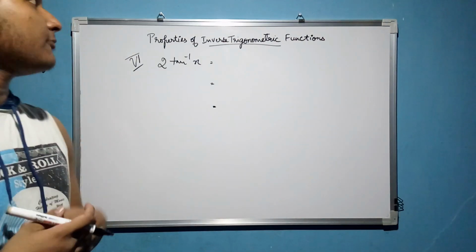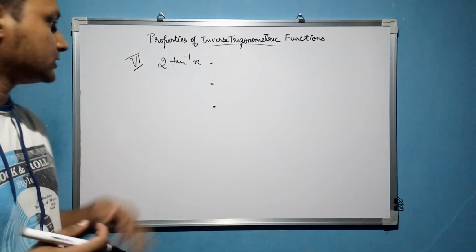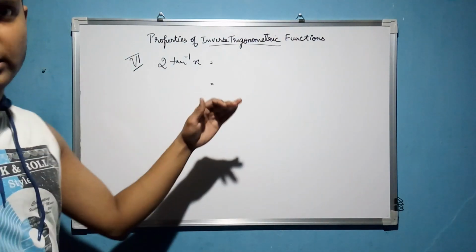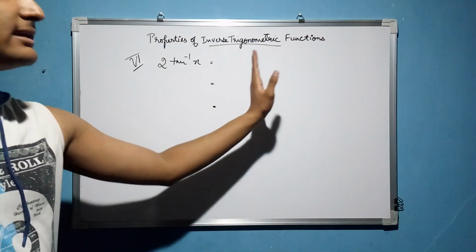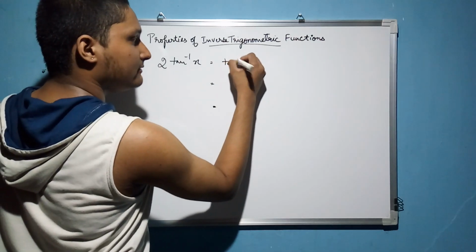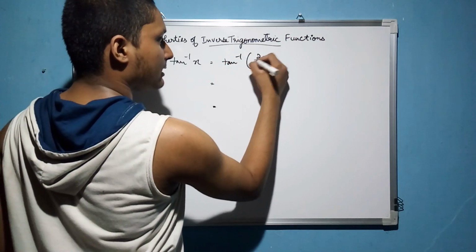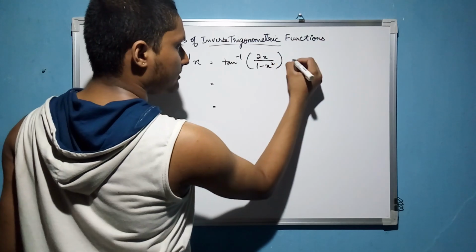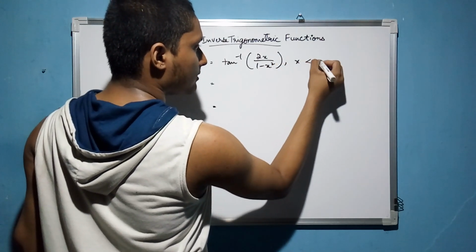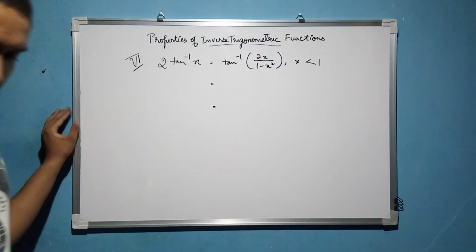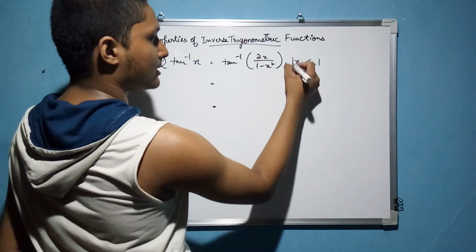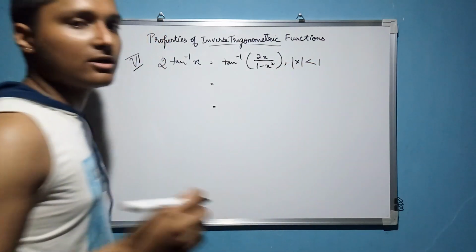Now the sixth property of the properties of inverse trigonometric functions is about 2 tan inverse x. We are given three things. I will just go on writing and prove that the right hand side is equal to the left hand side. So the first thing is tan inverse of 2x by 1 minus x square, when modulus of x is always less than 1. Because it is x square, I can take the modulus value of x.